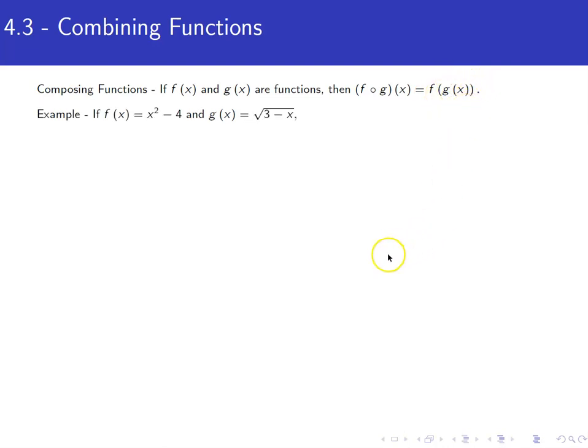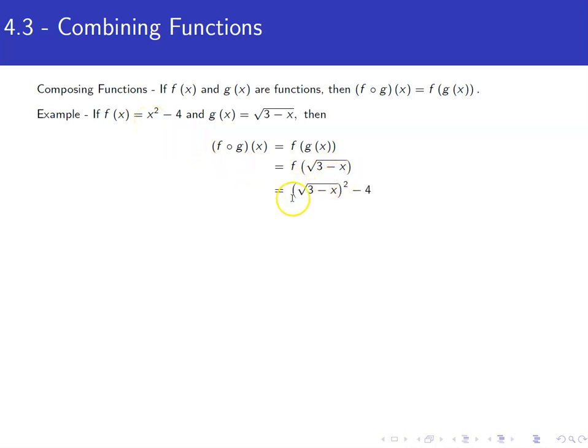So let's look at a specific example. Let's go back to those same two functions that we had on the previous slide. f of x equals x squared minus 4, and g of x equals the square root of 3 minus x. f composed with g of x, again, by definition, is f of g of x. g of x is the function square root of 3 minus x.